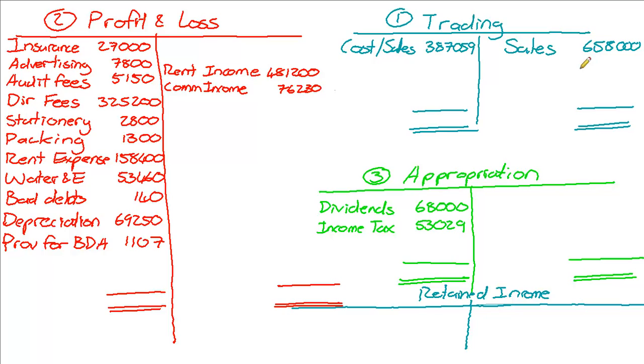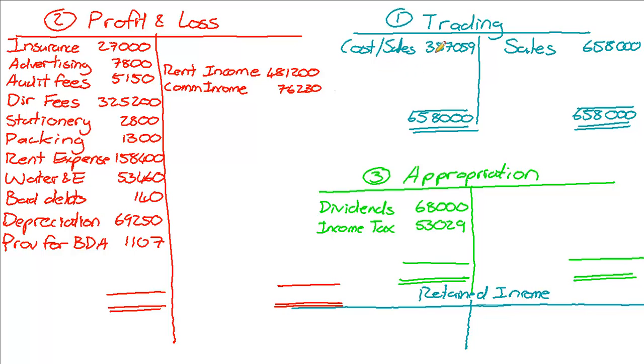Right, so how are we going to close off this trading account? We can see that the credit side is bigger than the debit side, so we can fill in the bigger total on the credits on both sides, 658,000 Rand, there we go. And we can fill in the same amount on the debit side, 658,000 Rand, there we go.